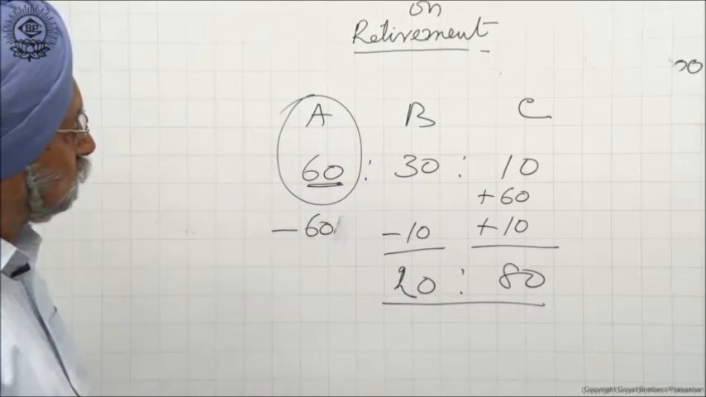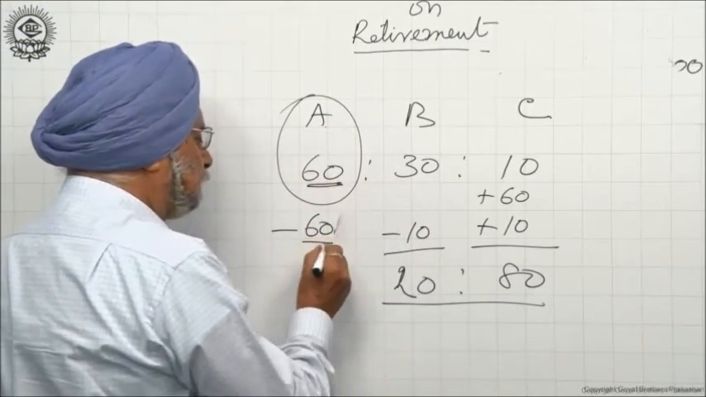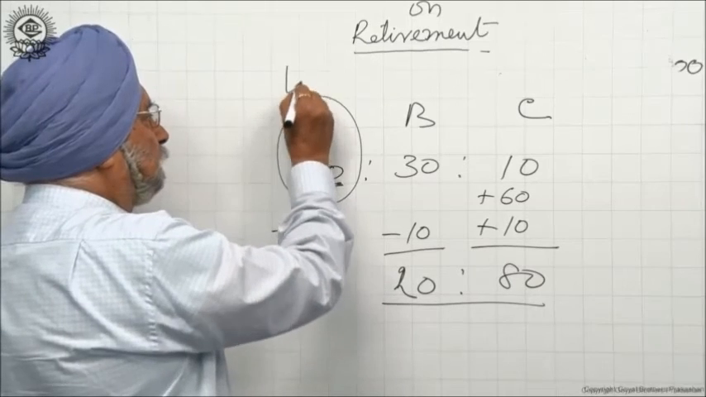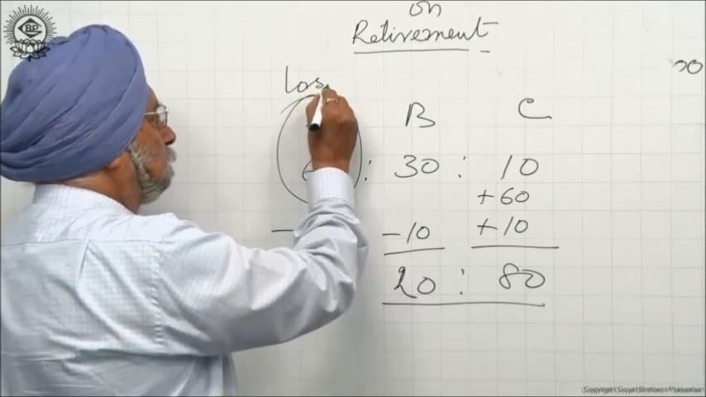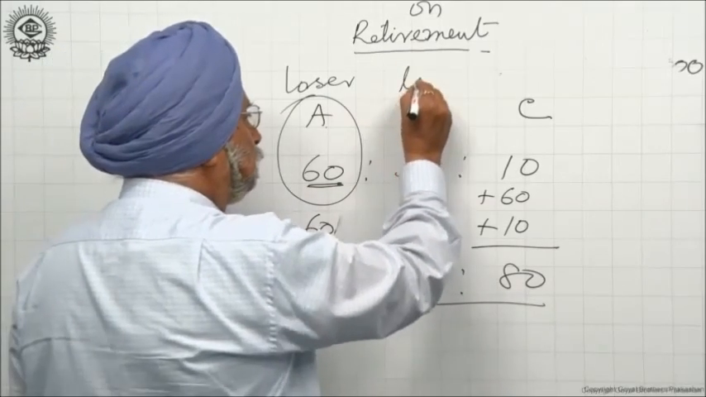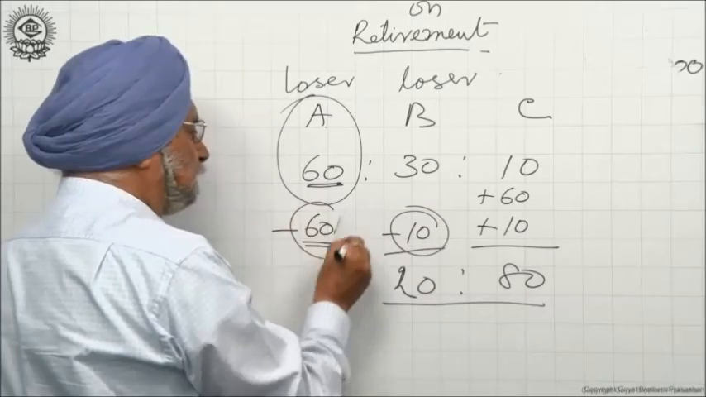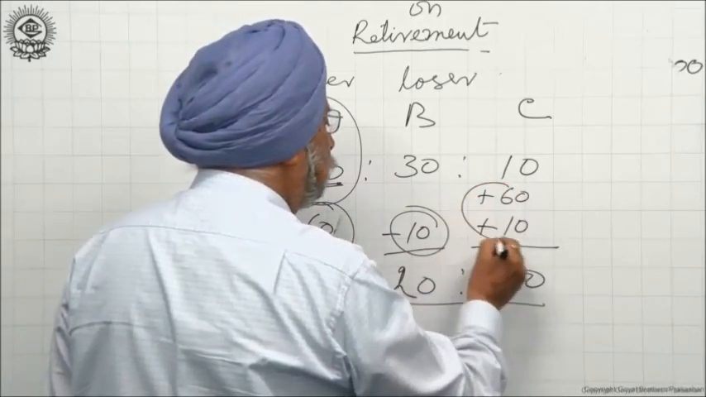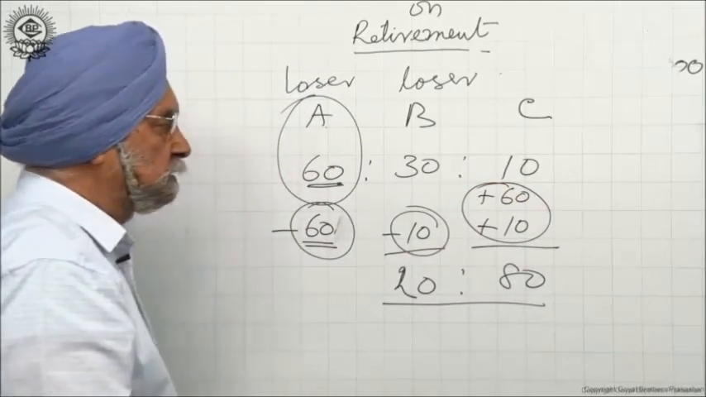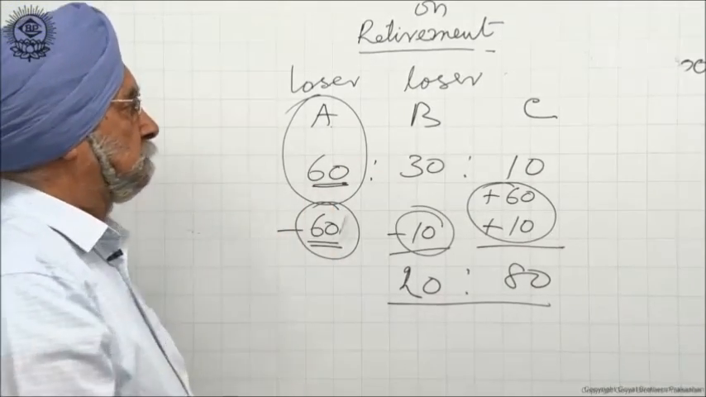Now in this case what happens? A is leaving his 60%. A is a loser. B also is a loser. How much? 10. A is losing 60. C is gaining how much? 70. Now the rule is the same.